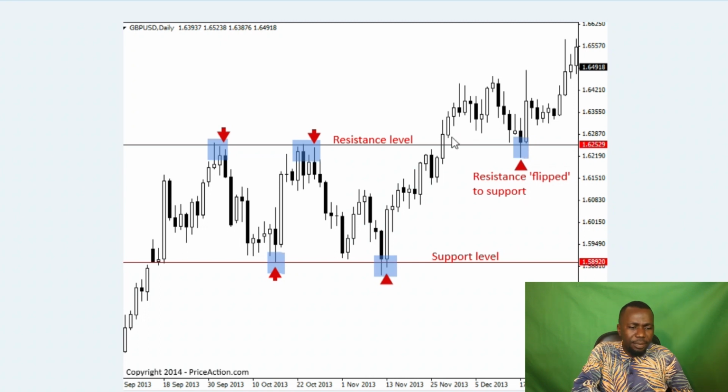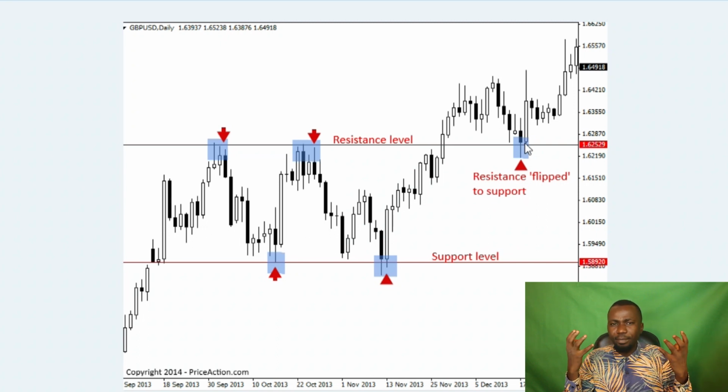Some traders make the mistake of chasing the trend. Like I said, it is not advisable to chase the trend. You have to wait for the price to come to you. So once the price breaks above the resistance level, you have to wait for the price to come back to test this resistance level turned support. So when the price comes back here, you can now simply place your buy trade, right?